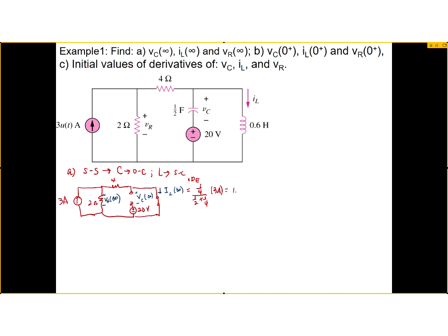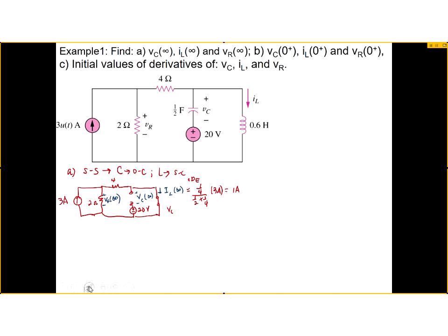So I think it's going to be 1 amp. Not because I am quick, I'm just doing a quick ratio and proportion here, right? This is twice as this, right? Therefore, the current in the bigger conductance will be twice the current in the smaller conductance. Therefore, of the 3, 2 is going to go to the 2 ohms and 1 is going to go to the 4. That's why I said it's 1 amp. Okay? 1 amp.